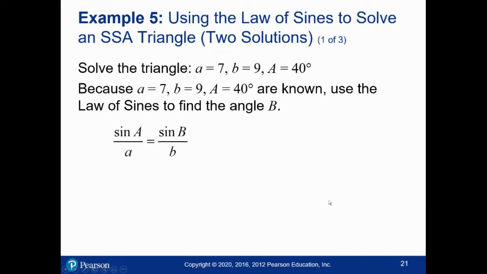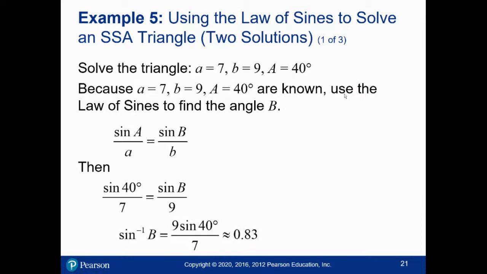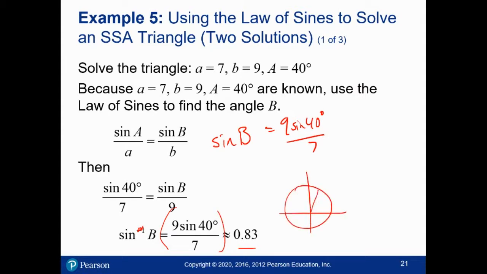Because we're given side lengths A and B, we're going to use the law of sines equality that involves A and B. Utilize what you are given to find something. So that is eventually going to yield that the sine of B is 9 times the sine of 40 degrees over 7. Sorry, that shouldn't say arcsine of B, that's just sine of B. So that's about 0.83.